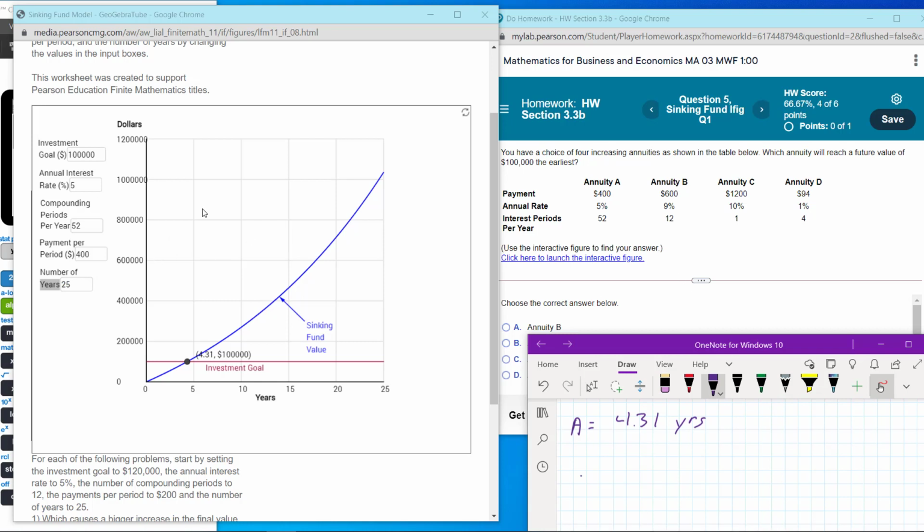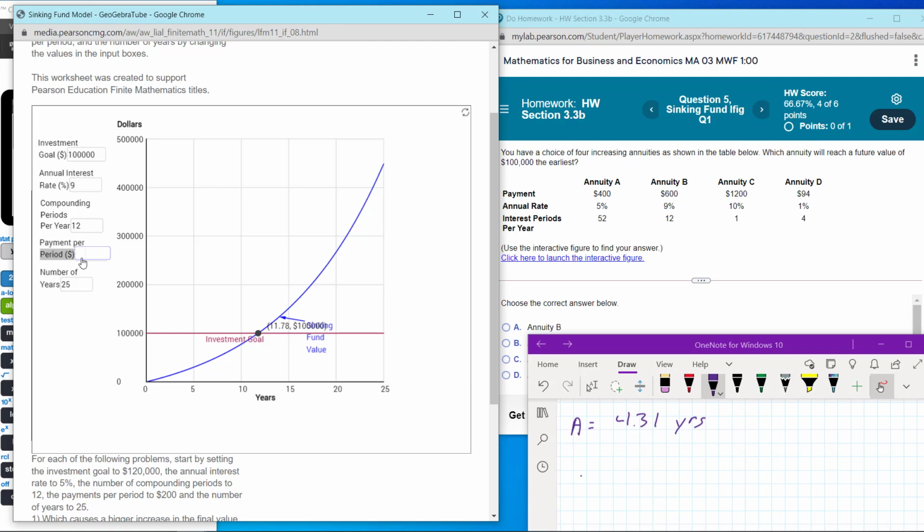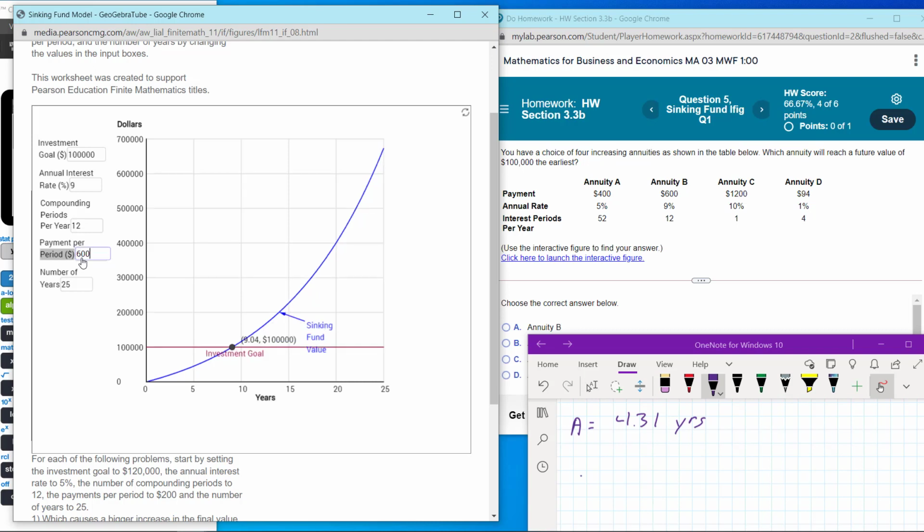Okay, so let's go over for this. Come over here. Once again, we have that the annual rate now is 9%. We are making 12 payments per year. We are making $600 per payment. And that tells us that we will reach our goal in 9.04 years. Okay, that actually makes a bit of sense. So for B, we have 9.04 years. Let's take a look at C.